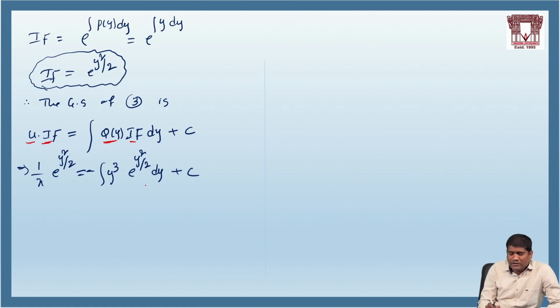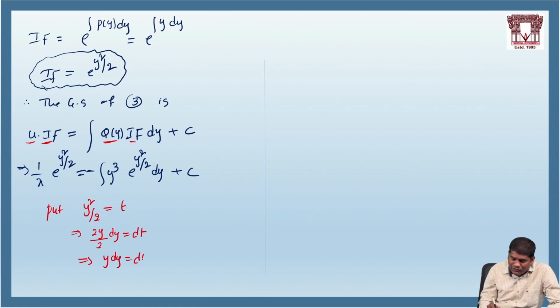Directly we cannot evaluate this integral. We can evaluate this integral by substitution, so we have to substitute y square by 2 is equal to t. Then the derivative of y square is 2y divided by 2 into dy is equals to dt. 2 cancel, then we can get y into dy is equals to dt.